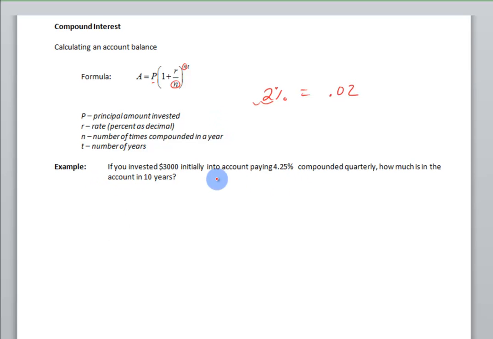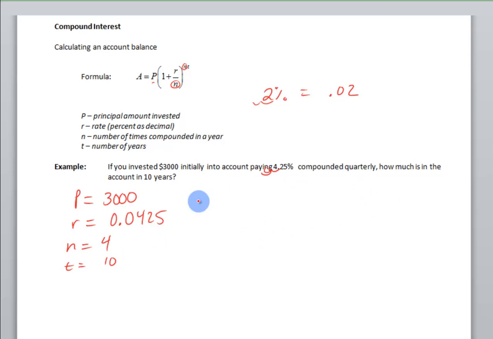So here's an example. If you invested $3,000 initially into an account paying 4.25% compounded quarterly, how much is in the account after 10 years? Well, we invested $3,000. The rate is 4.25%, so 0.0425, right? Move it 1, 2, and I fill in a 0 in front. The number of times it's compounded is quarterly, so quarterly means 4 times a year, right? 4 quarters in a dollar, quarterly 4. Had that said daily, that's 365, weekly, 52, right? Then the number of years is T, and that's 10.